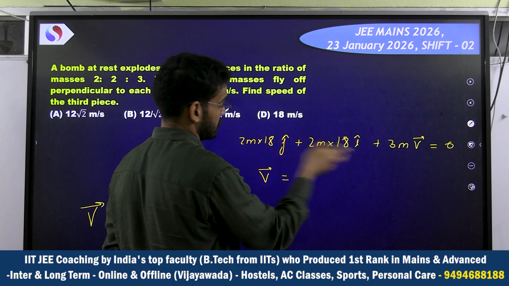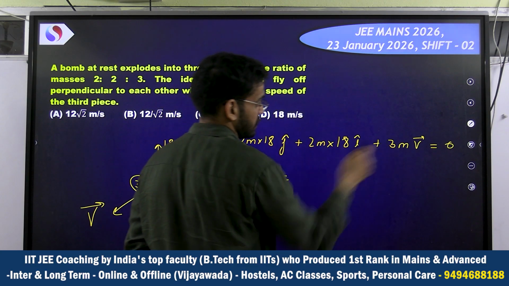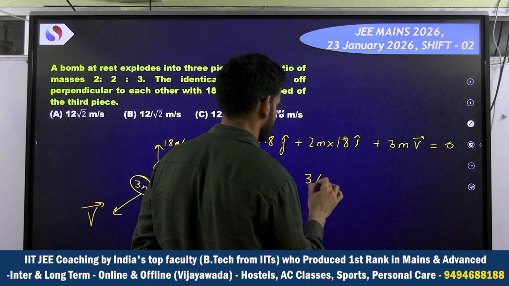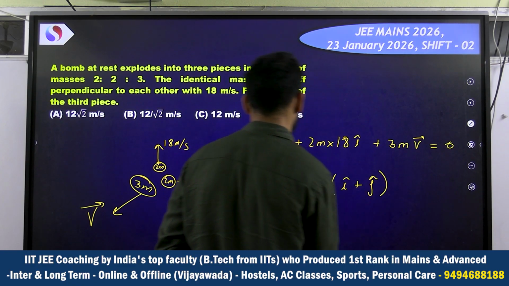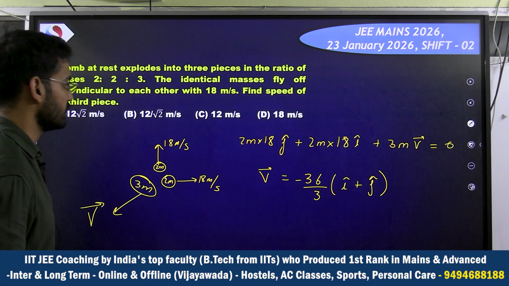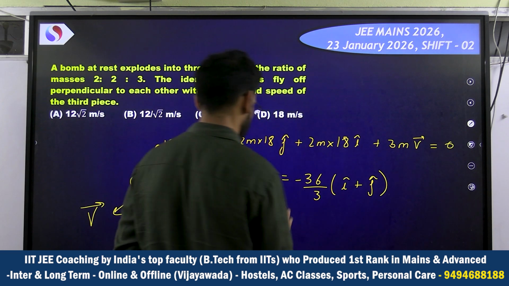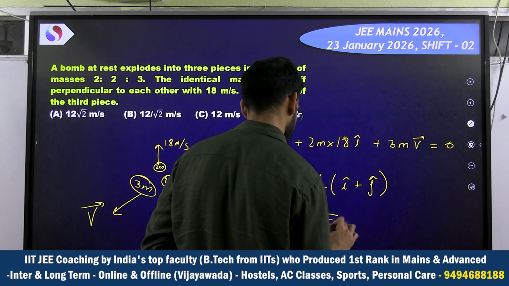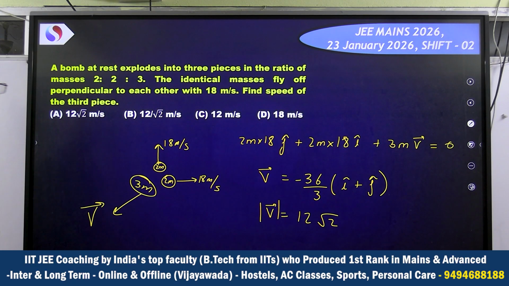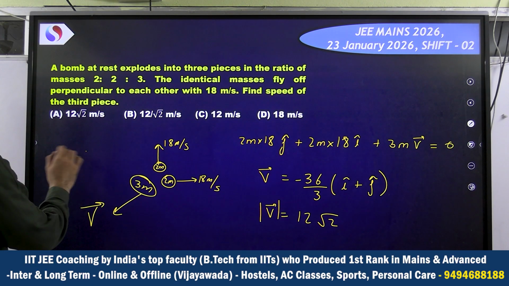Here 18 to 36, take 36 common and divide by 3, right? So 36 by 3 into i cap plus j cap, with a negative sign will also come, but he wants the magnitude, right? So this will be 12, v vector magnitude is 12 root 2. Okay, so I think 12 root 2 is the answer, so that is option A. Got the point? Next.